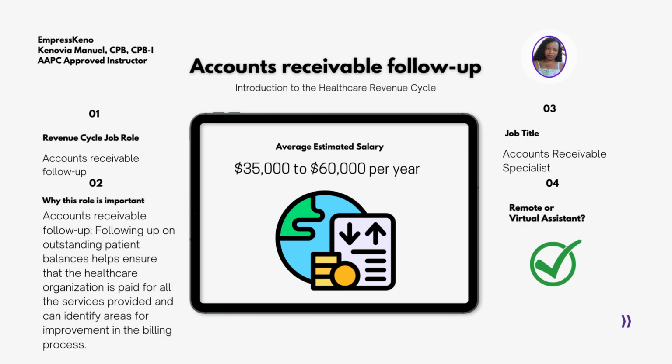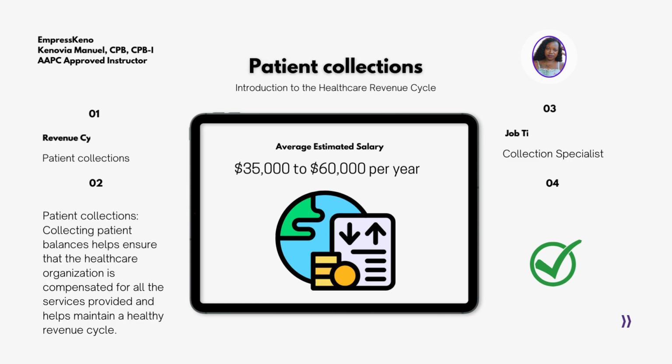Accounts receivable follow up. Follow up on outstanding patient balances helps ensure that the healthcare organization is paid for all the services provided and can identify areas for improvement in the billing process. Prior to this aspect of the healthcare revenue cycle, the denial manager was someone who was reviewing the reasons why payments were not received when the payment poster recorded them. And now, this accounts receivable specialist will follow up to make the necessary corrections or actions in order to receive reimbursement for the services that have been rendered.